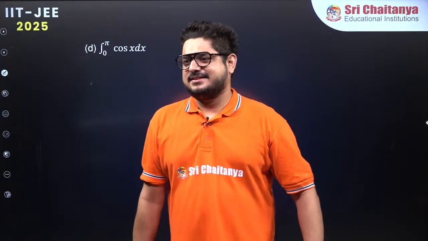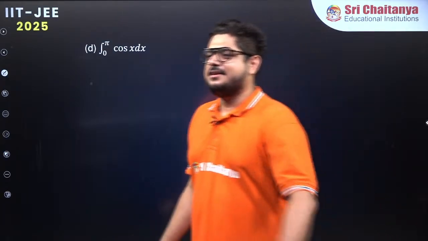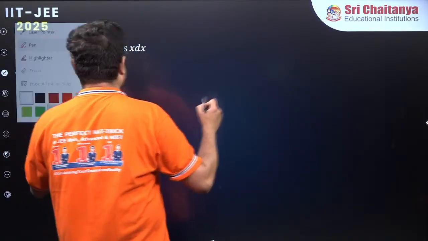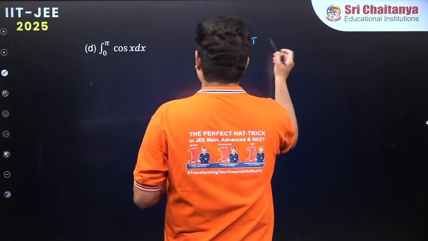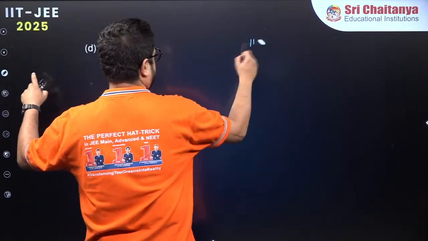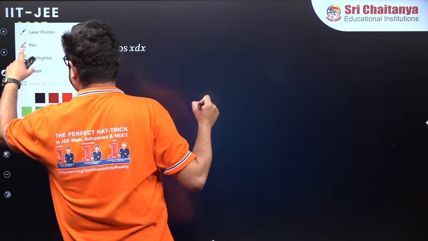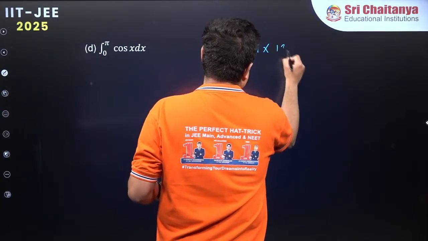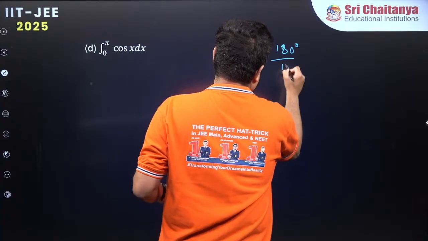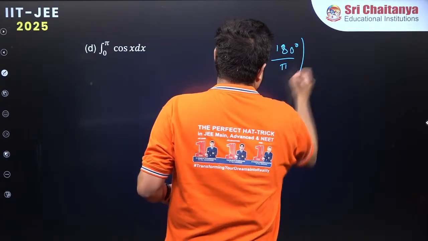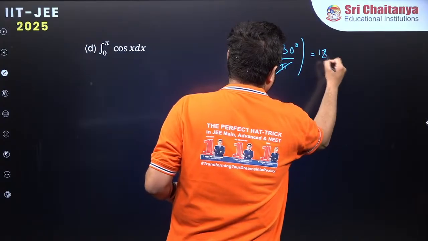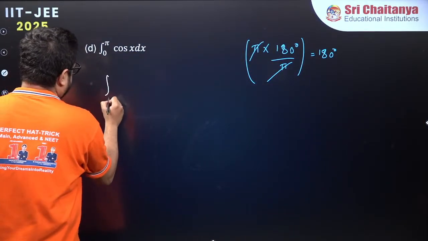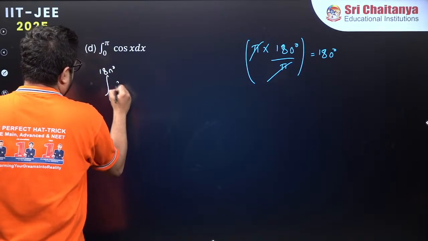Pi is 180 degrees, correct. Check that thing, those who are unaware about it. We have to convert radians into degrees, isn't it? So pi into 180 degrees by pi, as a result I will be getting 180 degrees. So let's put it over there. Integration of 0 to 180 degrees, cosine of x dx.